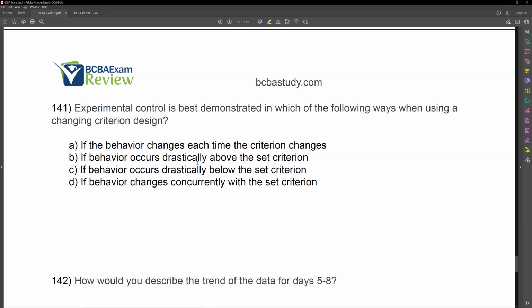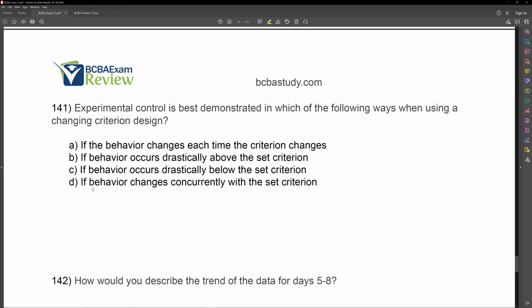B, if the behavior occurs drastically above the set criterion, or C, if the behavior occurs drastically below the set criterion. We want the behavior to occur at the criterion. So if we are, say, decreasing smoking, and we start at 20 cigarettes, and our criterion goes to 16, we want our client to smoke 16 cigarettes. That's the idea behind the criterion, right? We want them to be at the criterion, whether it's increasing or decreasing. If it's drastically above or below, then we can't really say we have experimental control.